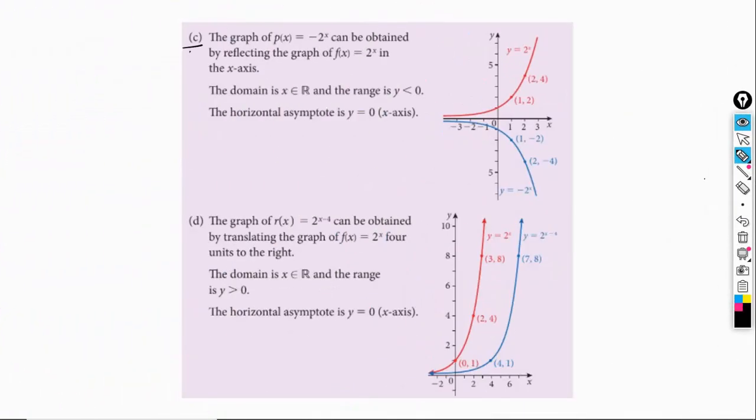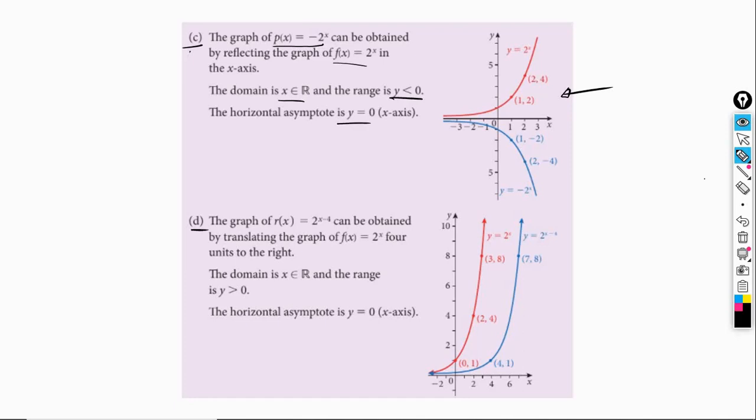For C, the graph of p of x equals minus 2 to the x can be obtained by reflecting the graph of f of x equals 2 to the x in the x-axis, as we can see here. So notice that now every y value is going to be the opposite of what it was before. The domain is going to be x belongs to the reals, but now the range is going to be backwards. y is less than 0. The horizontal asymptote is the same, y equals 0, or the x-axis.